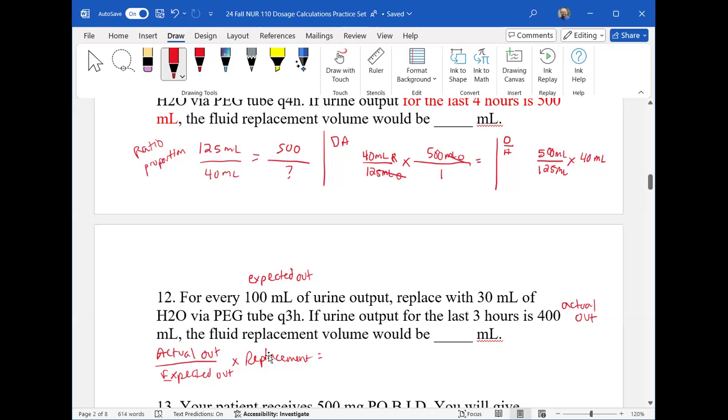That way, at least the replacement volume will be consistent. And then if you flipped it around, you should know right off the top of your head. Now, I will also add that if you have an actual output that's less than the expected output, then you will get a smaller ml. So let's say the actual output was 50 milliliters, then the replacement would just be 15 milliliters if it got to that. But I don't think you'll have to worry about that.